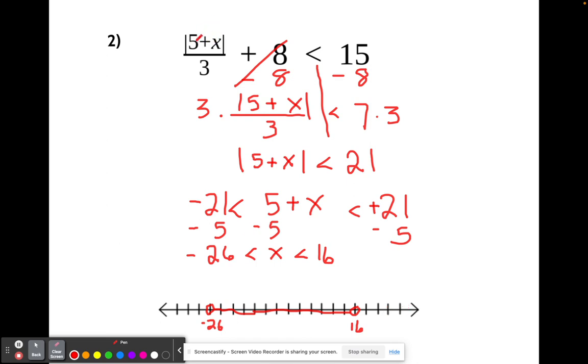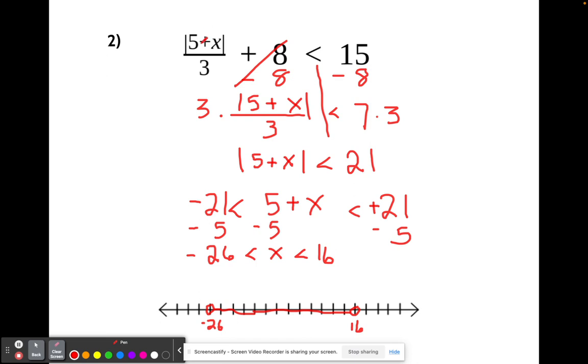19 plus 5 is 24. Divided by 3 is 8. 8 plus 8 is 16. That is not less than 15. So it seems like my numbers are probably right, that I made my graph the right direction. I could grab another one out here if I wanted to.